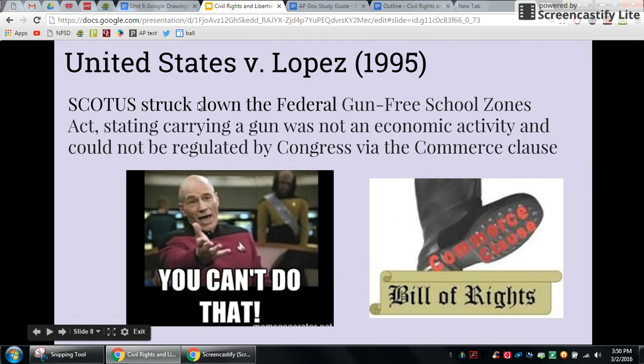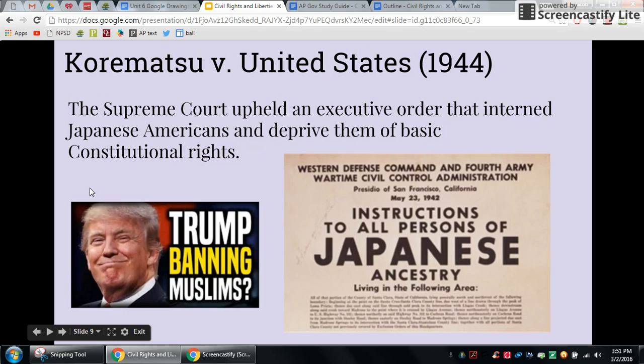The Supreme Court agreed. Basically, the Supreme Court said carrying a gun is not an economic activity. Therefore, it could not be regulated by Congress via the Commerce Clause. Congress said, yeah, we can do this because of the Commerce Clause. We have the right to regulate commerce. So the Supreme Court said a school zone being gun-free is not economic. Therefore, you cannot do it via the Commerce Clause. And if you can't do it via the Commerce Clause, there's no other part of the Constitution that says you can do it. Therefore, you can't do it at all.